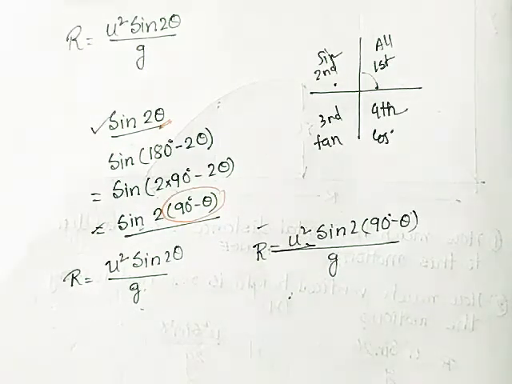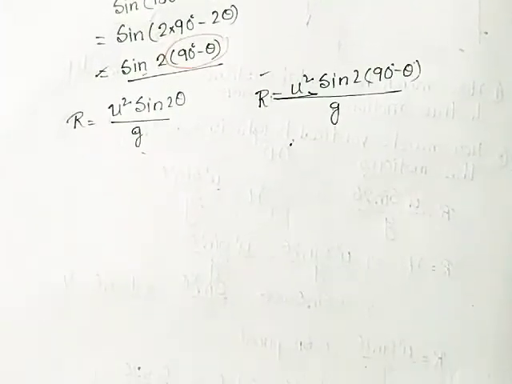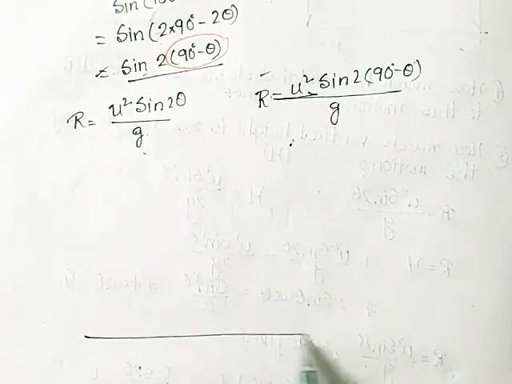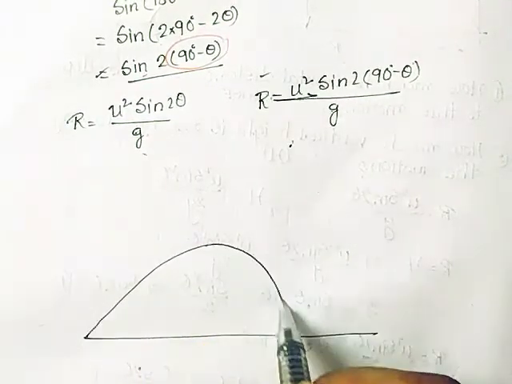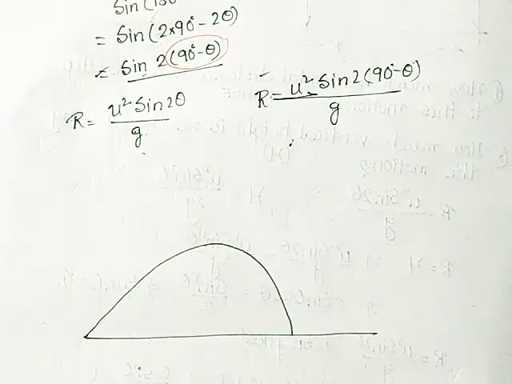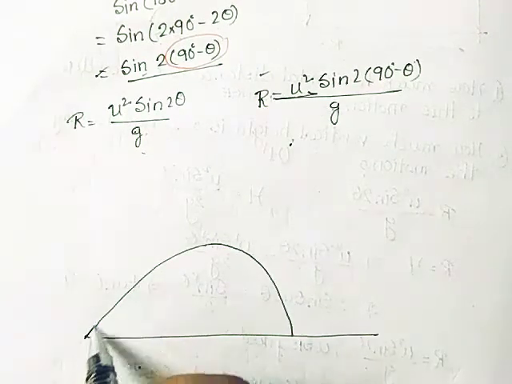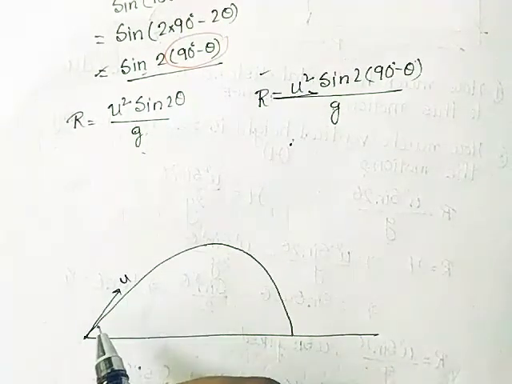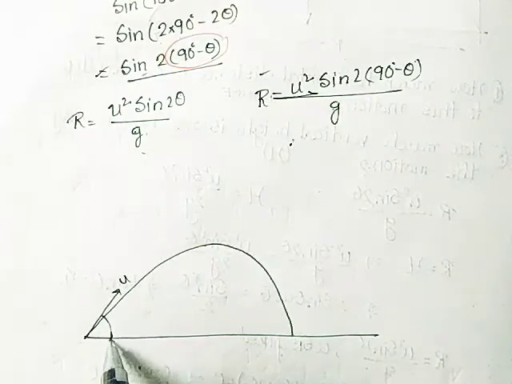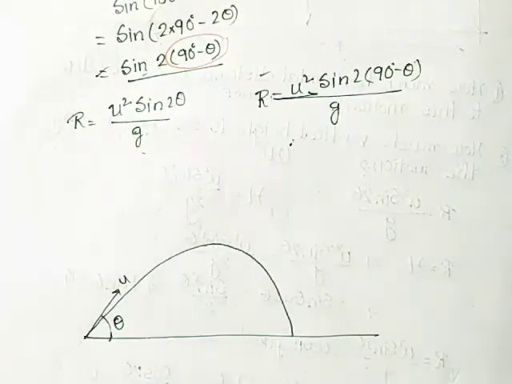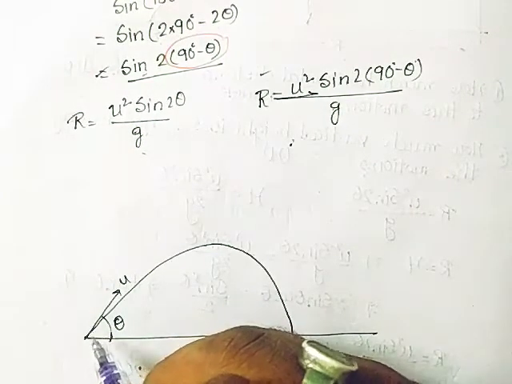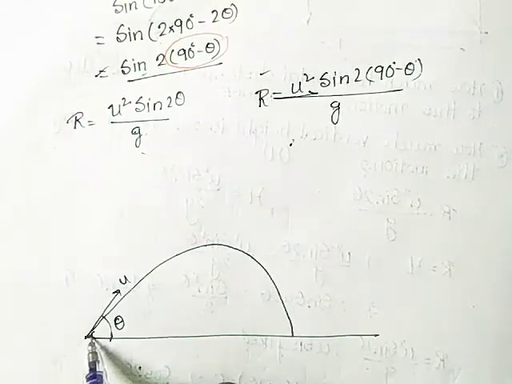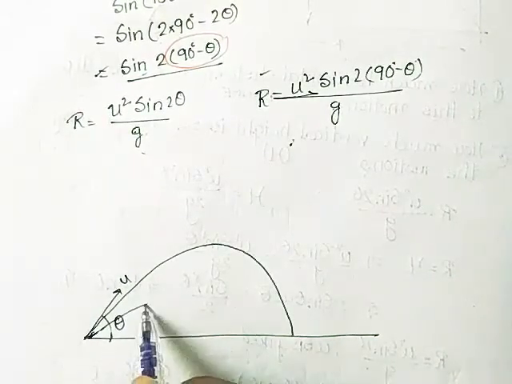So just see here. Let us consider a particle is thrown at angle theta. This is the u. Obviously the velocity is not changed here. Next time it is thrown with the same velocity at the angle 90 degree minus theta. Let us say this.